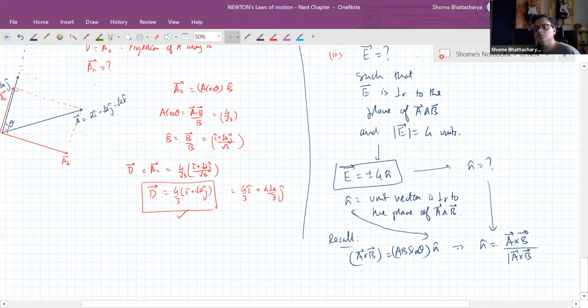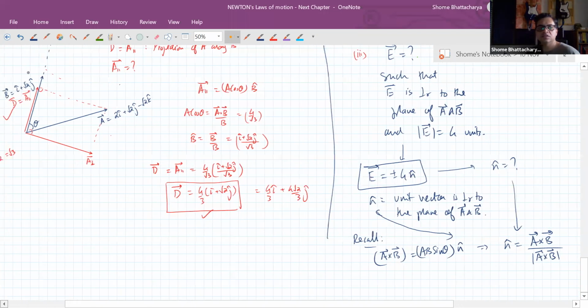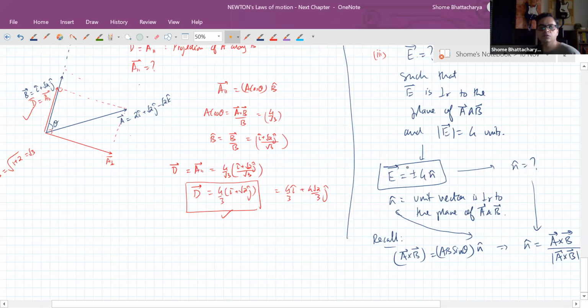Now that is very easy because you know a method of calculating A cross B. Given the vectors A and B in component form, you know that matrix based method. So just use the same values of A and B over here to calculate the cross product, then divide it by its own mod. So you will get the unit vector. And then your vector E is a vector of magnitude 4, either along that unit vector or exactly opposite to that unit vector. So it's just a two-step process. First you do the cross product, and from that you find n cap, and then you express the vector E in terms of that n cap.